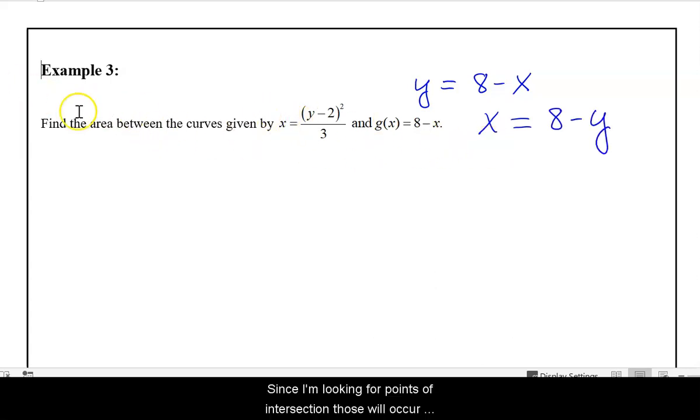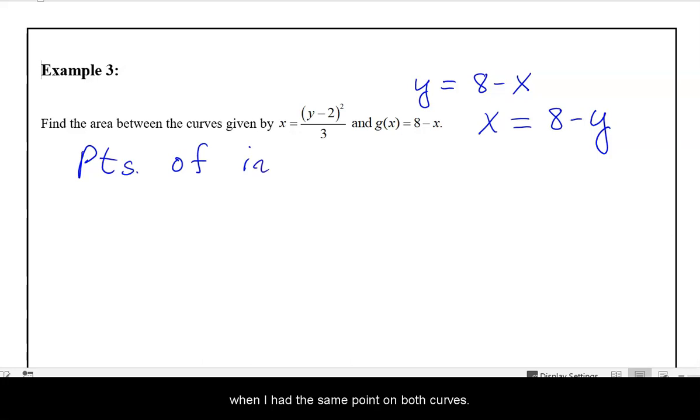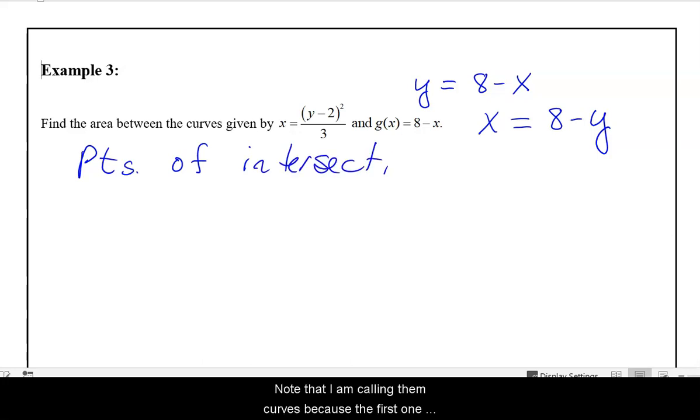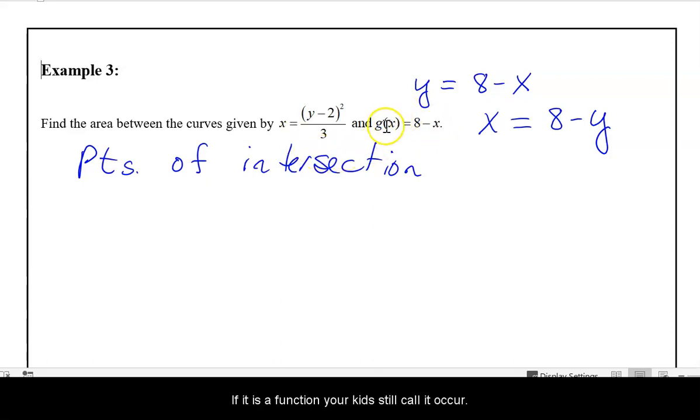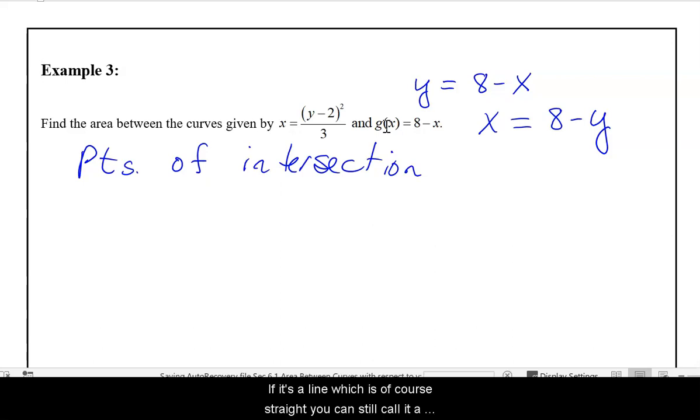Since I'm looking for points of intersection, those will occur when I have the same point on both curves. Note that I am calling them curves because the first one is probably not a function. If it's not a function, you can call it a curve. If it is a function, you could still call it a curve. If it's a line, which is of course straight, you can still call it a curve. Curves don't have to curve. A straight curve is a line. Curve is simply the generic name for anything you can draw.